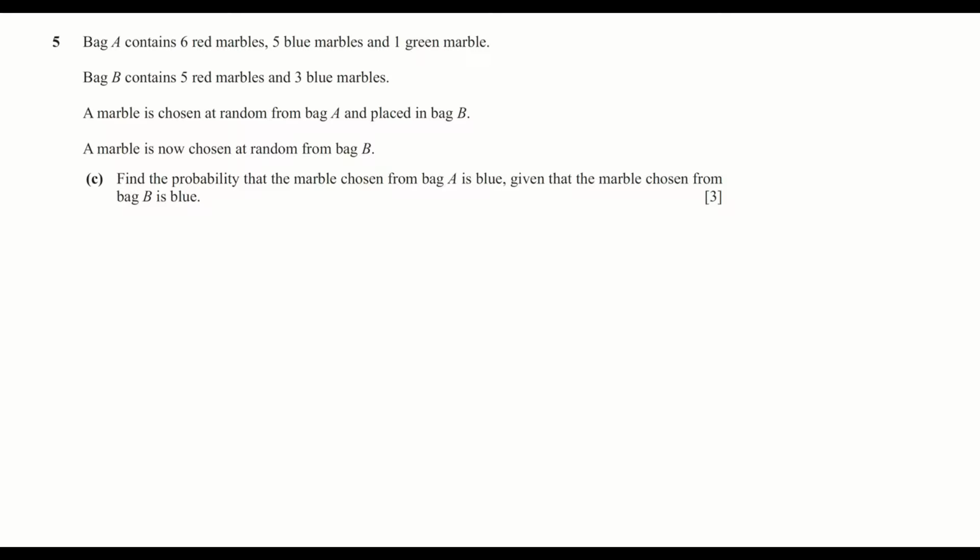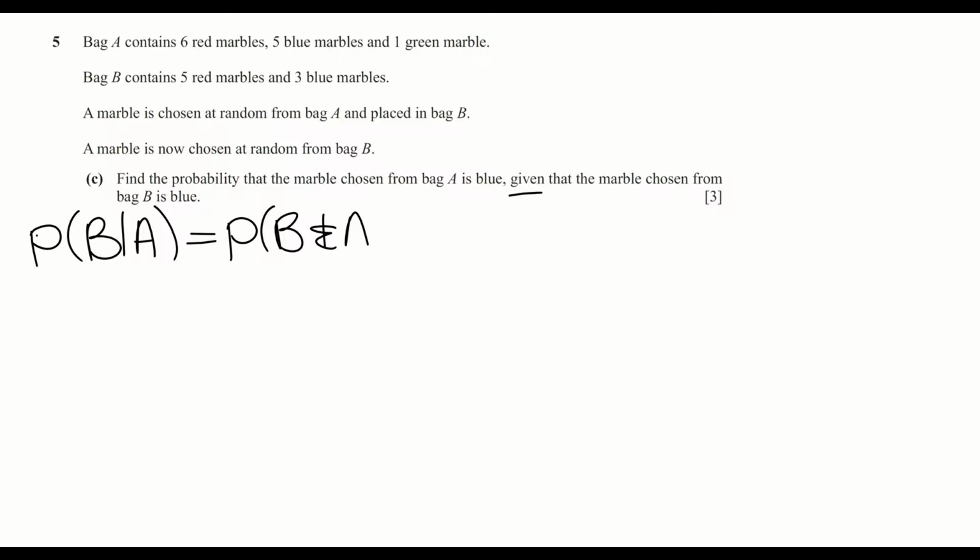Part C says find the probability that the marble chosen from bag A is blue, given that the marble chosen from bag B is blue. The word given tells us that we are working with conditional probability, and we can use the formula, the probability of B given A is equal to probability of B and A over the probability of A.